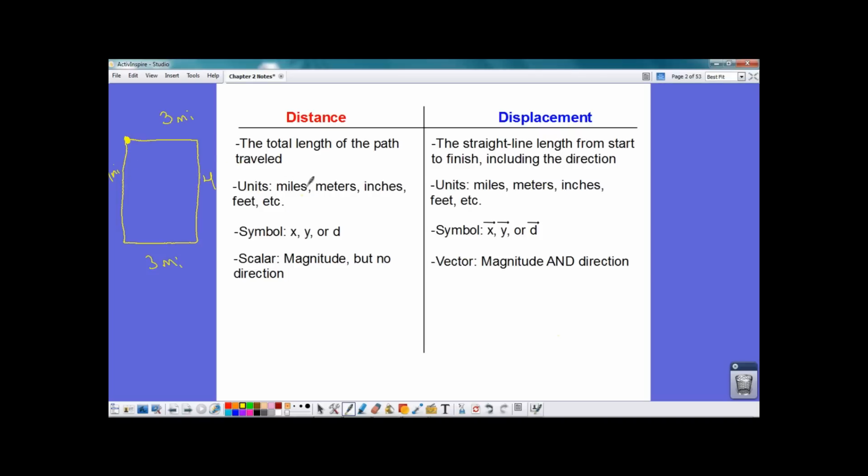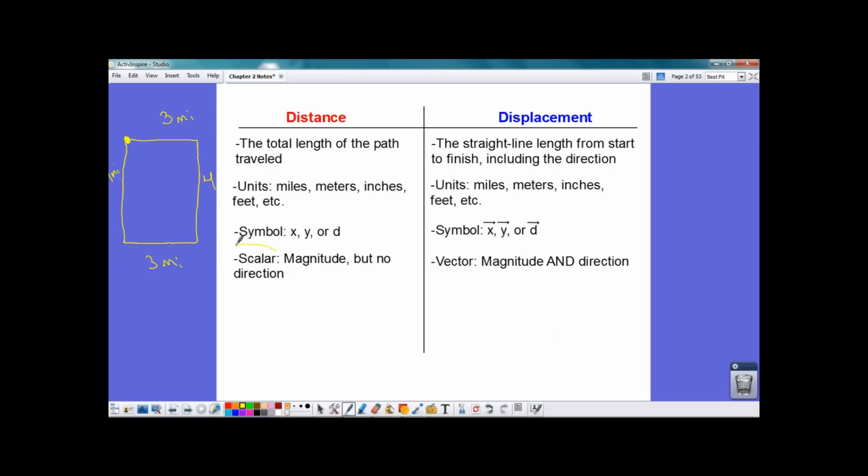Now, again, I use the unit of miles simply because it's typically what we use when we're talking about a distance you walk or drive. But we could use meters, inches, feet, and all the other distance units that you've learned along the way. Now the symbol that we use for distance isn't just one. We've got a few to choose from. Sometimes we use the letter X, sometimes we use the letter Y, and sometimes we use the letter D. Often we use X when we're talking about motion in the X direction, and when we talk about motion in the Y direction we use Y, and D we just kind of use whenever. So it can be any of these three.